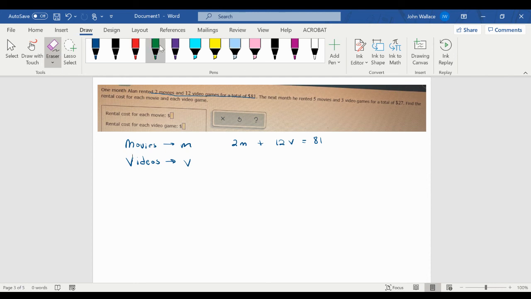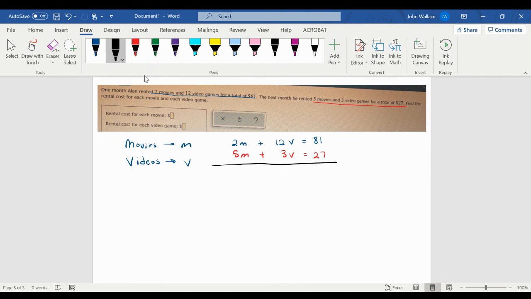The next sentence that's given here says 5 movies and 3 video games. So 5 movies plus 3 video games is equal to $27. So what we have here is a system of equations. And what we could do is eliminate one of the variables. The way we eliminate a variable is to make one of the numbers match but have a different sign.